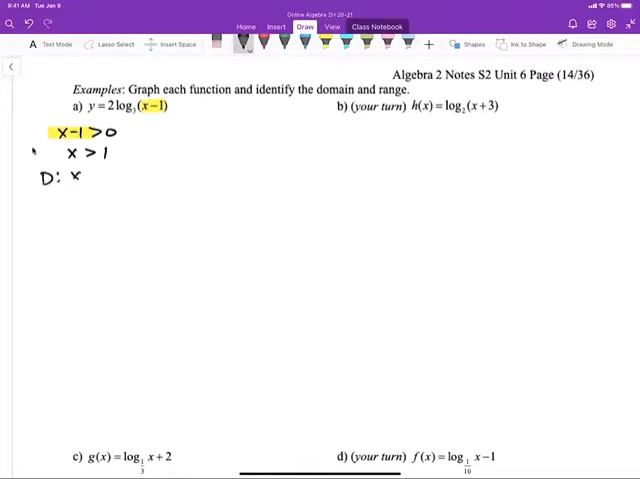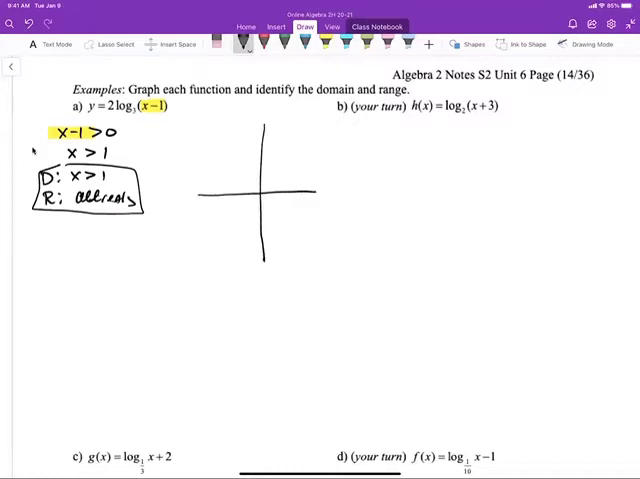Domain will be x must be greater than 1, and our range will be all reals. Okay, there is our domain and there is our range. What we have essentially just found is our asymptote. And so let's just sketch this real quick.